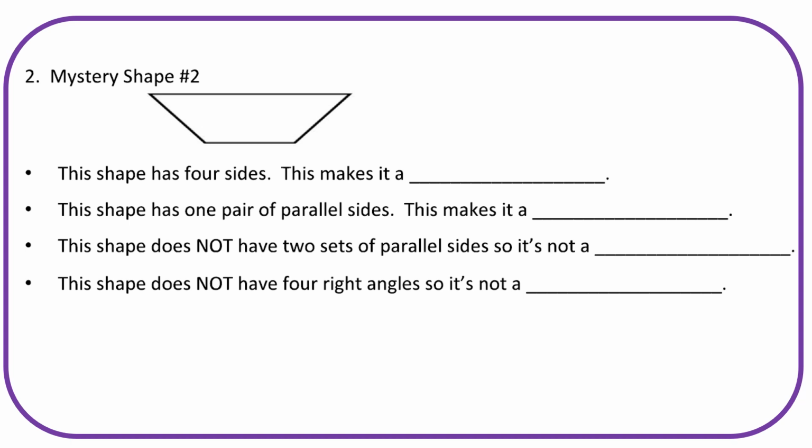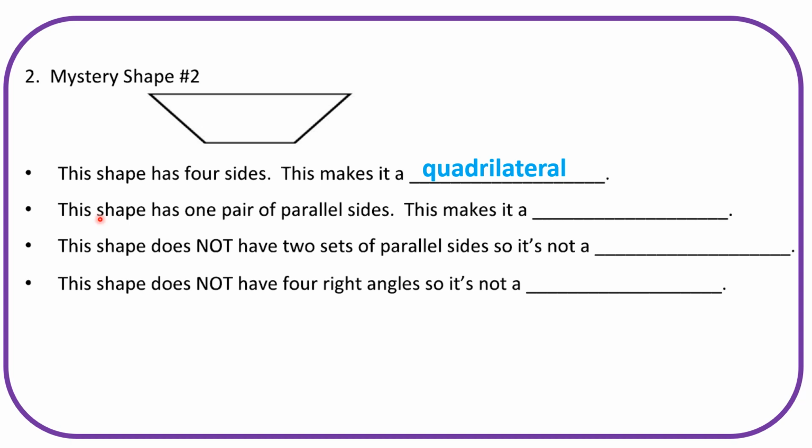This time, I actually don't have the word banks. We're going to have to think in our heads what they are. If you're having a hard time remembering those words, remember page 14 has those vocab words for you. So let's start with the first hint. This shape has 4 sides. This makes it a quadrilateral.